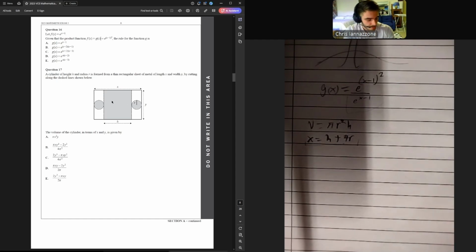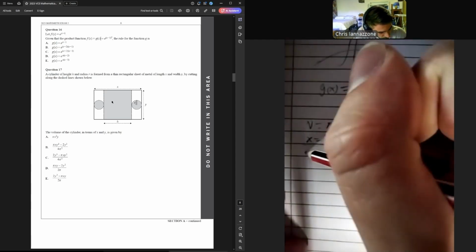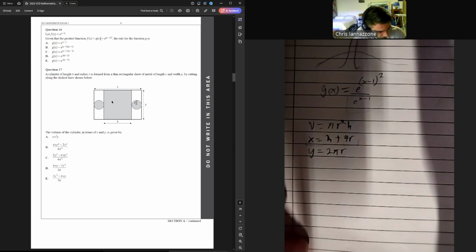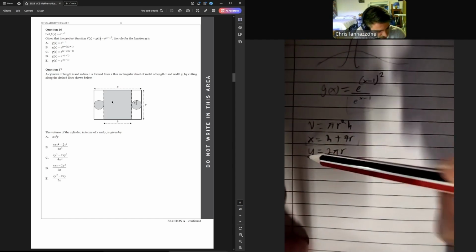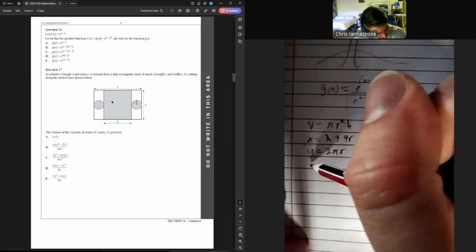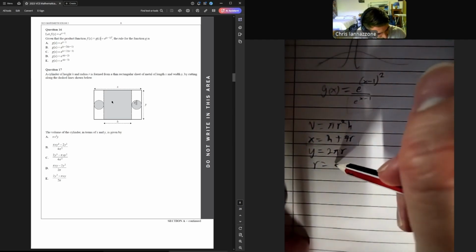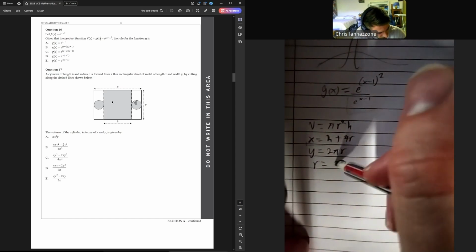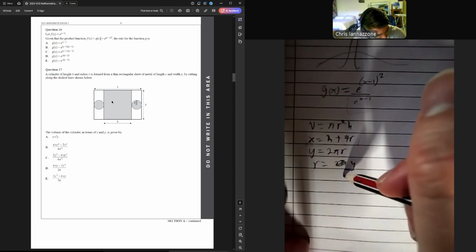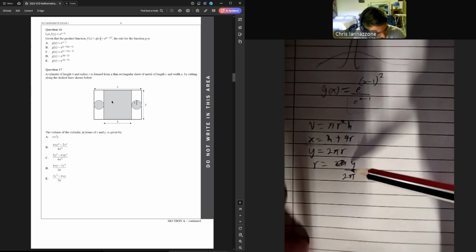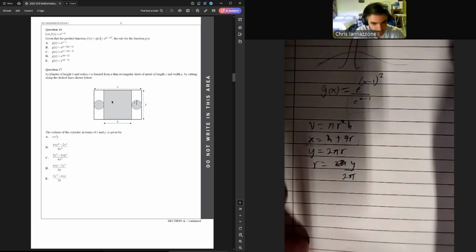What's the circumference of a circle? Well, circumference of any circle is 2 pi r. So y is equal to 2 pi r. So right now we have a way to get y in terms of r. So let's do that. r is equal to y on 2 pi. So every instance of r we can now replace with y on 2 pi.